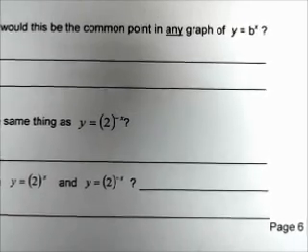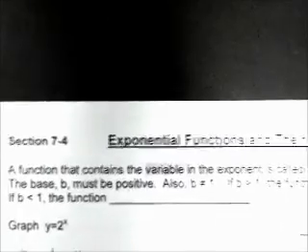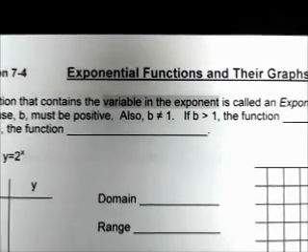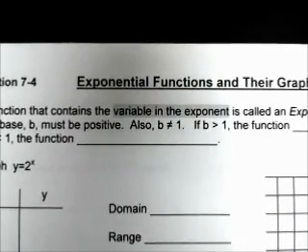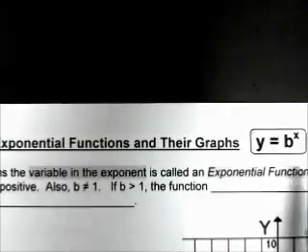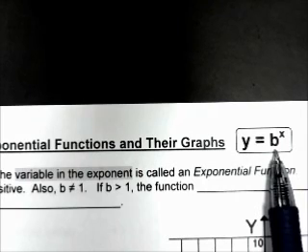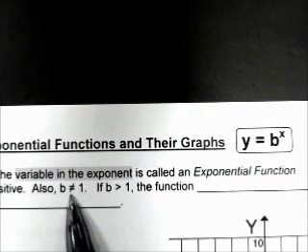Today we're on page 6 of our chapter 7 notes packet, section 7.4, exponential functions and their graphs. A function that contains the variable in the exponent is called an exponential function. The base b, in this function y equals b to the x, must be positive. Also, b cannot equal 1.